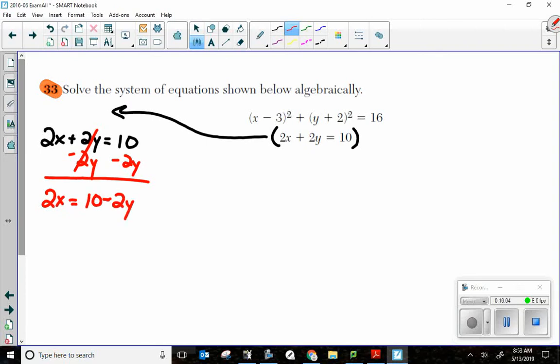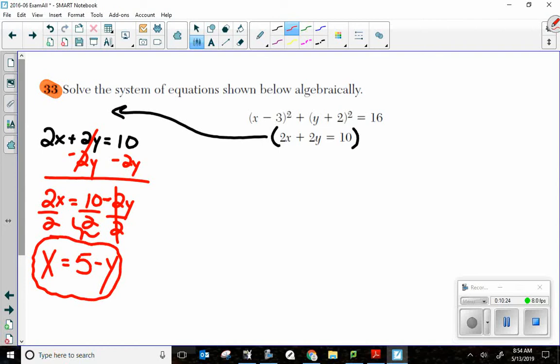Okay, now if I divide everything by 2, I have x equals 5 minus y, okay? Because 10 divided by 2 is 5. And if I take 2y and divide it by 2, my 2's cancel, and I just end up with my y. This is important for 2 reasons, okay?